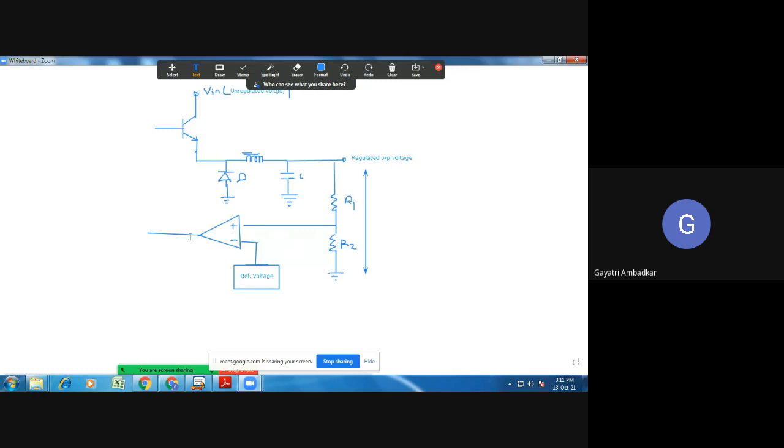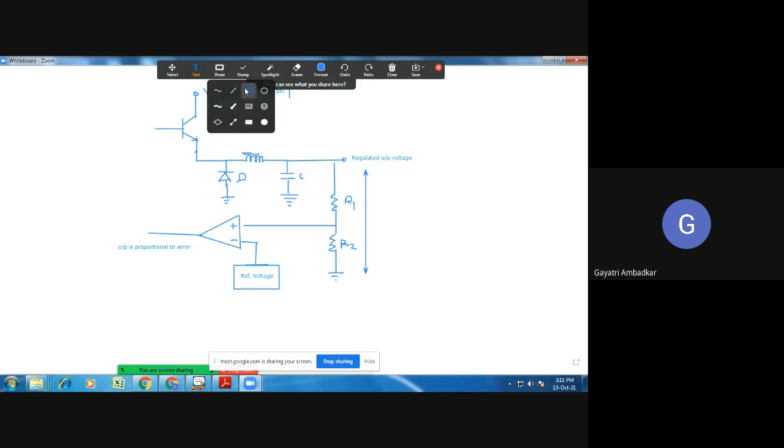And this error amplifier is producing the DC output voltage, which is proportional to the difference or the error. So what this output is proportional to is the error. Okay. Means difference in the output and the reference voltage.